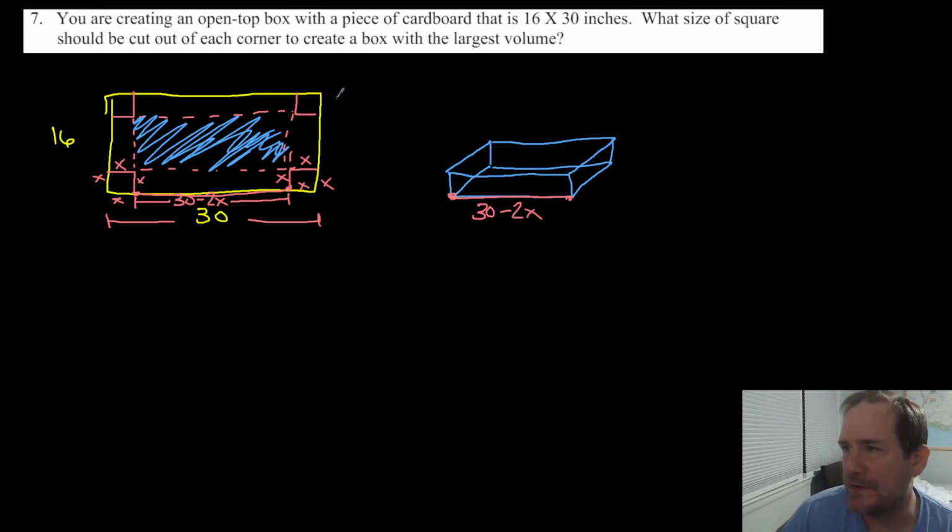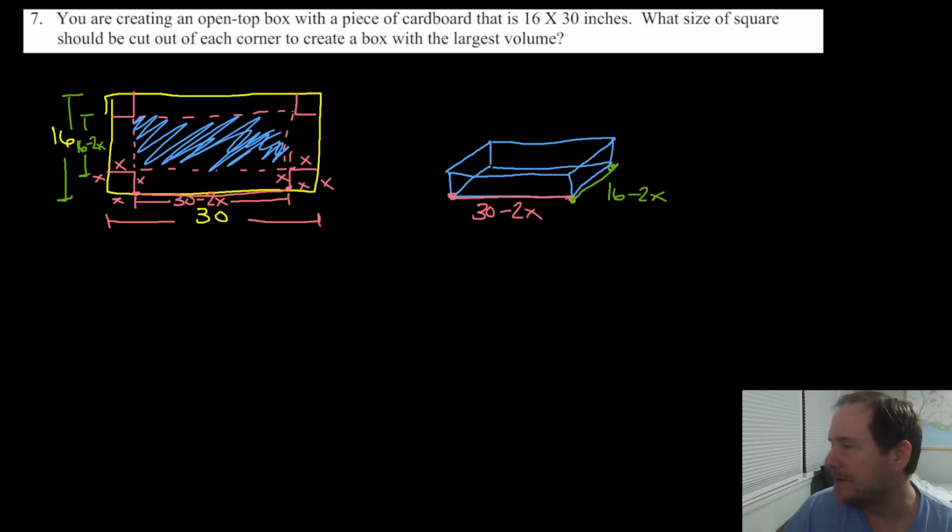Then this dimension that used to be 16, that went all the way up and down. Well, again, we're cutting a square from both sides, so 2x's get taken away. So this dimension here is 16 minus 2x. And that dimension there corresponds to essentially this edge here. So that's 16 minus 2x.